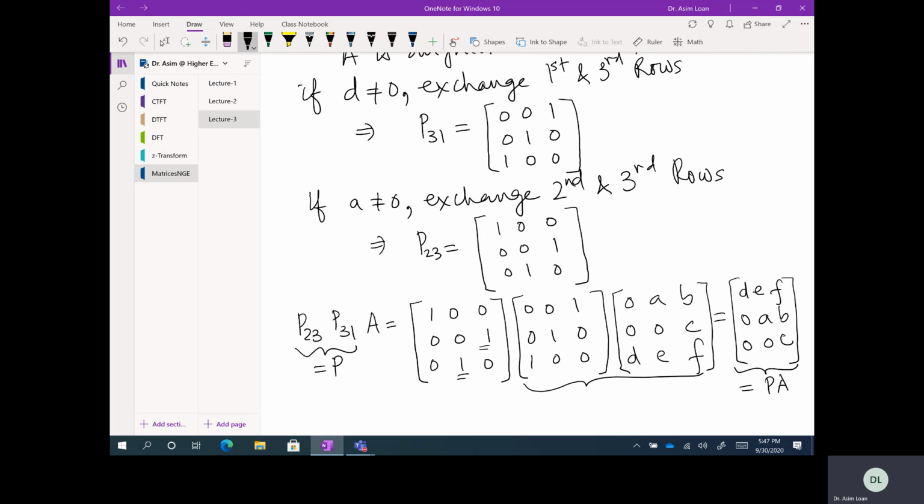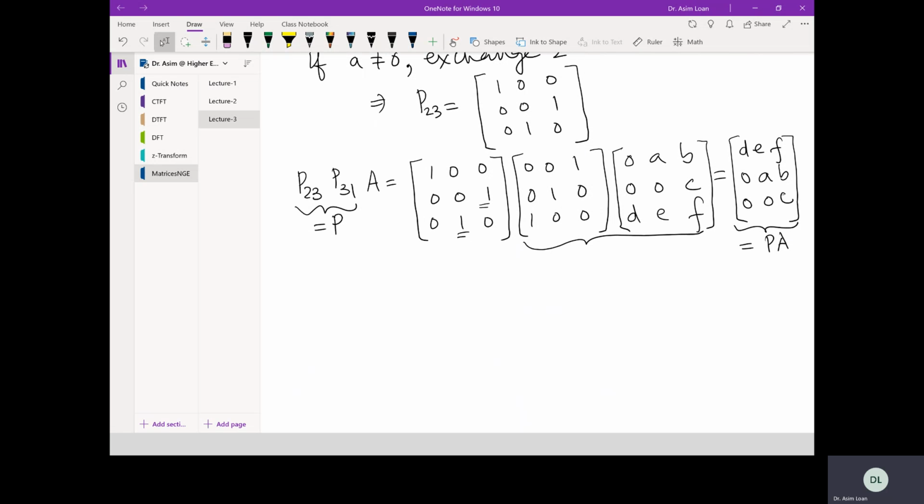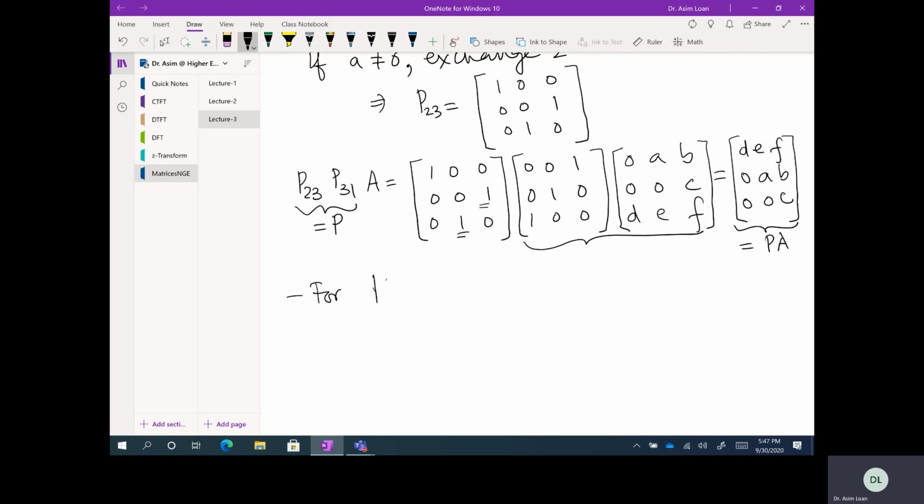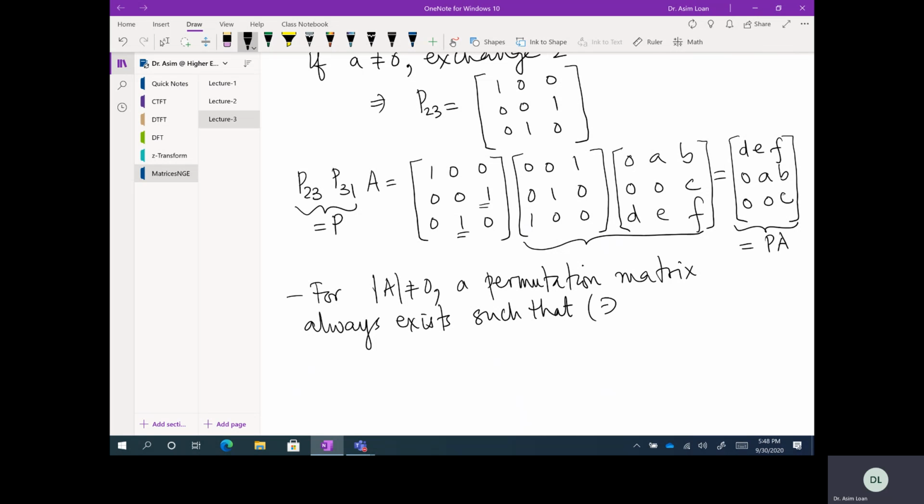Okay. So for non-singular matrices, a permutation matrix always exists such that P times A reorders the rows of A, and a unique solution of X is possible.